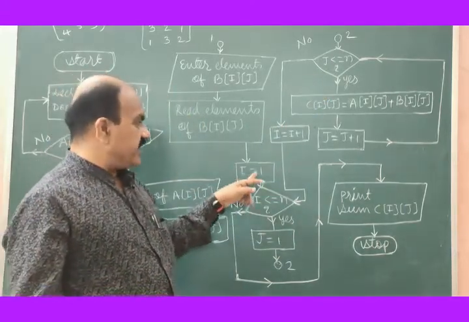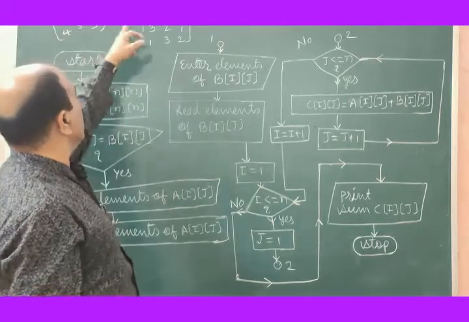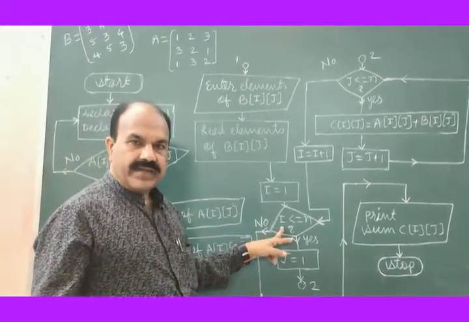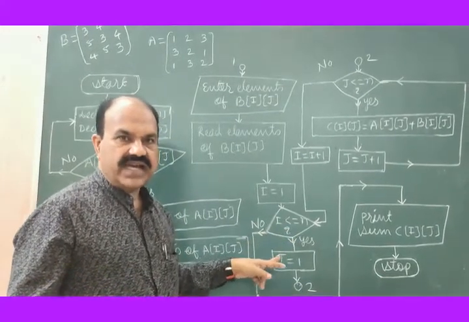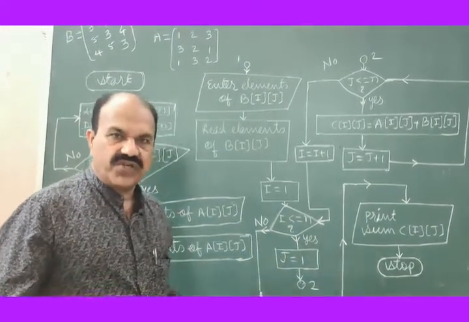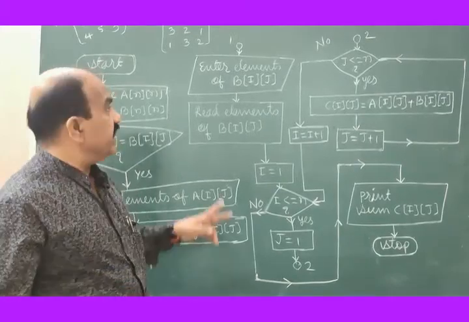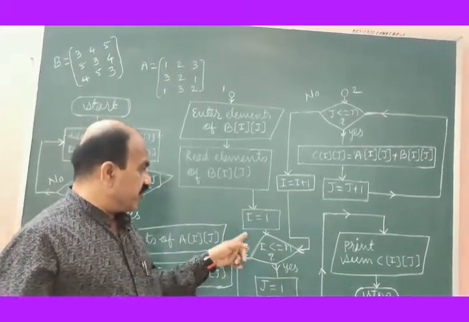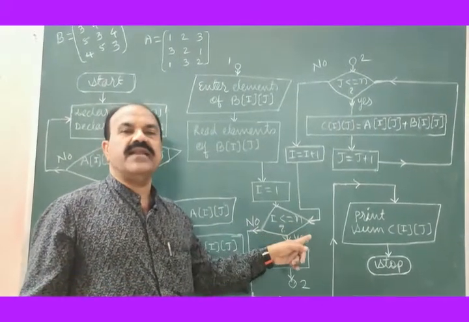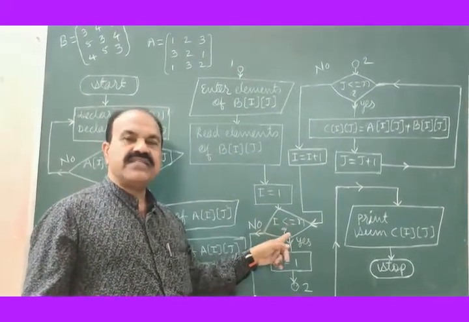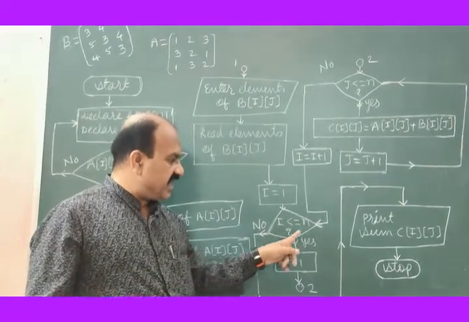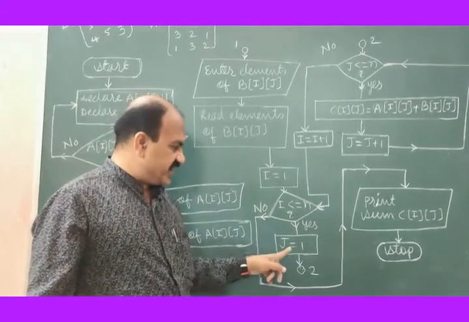Okay. So I is equal to 1. First row is selected. Then I is compared with n, whether this I corresponds to first row, second row or third row. It is a 3 row matrix. So this I should not be more than n. It should always be less than or equal to n. So if it is less than or equal to n, the answer is yes.